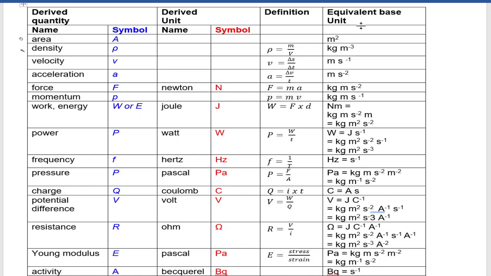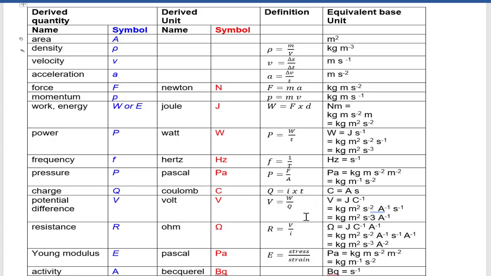Now looking at the base units or the equivalent base units of derived quantities, once you know the defining equation, then it becomes easy for you to work out the base units. For instance, for density, mass over volume, mass is already a base unit, base quantity rather, and then V is volume, which is L cubed, so it will be kg m to the minus 3. Then if you look at say charge, current times time, both base quantities, and you have ampere times seconds.